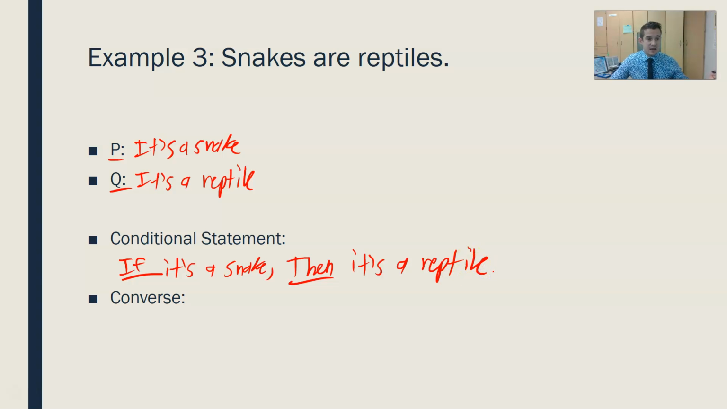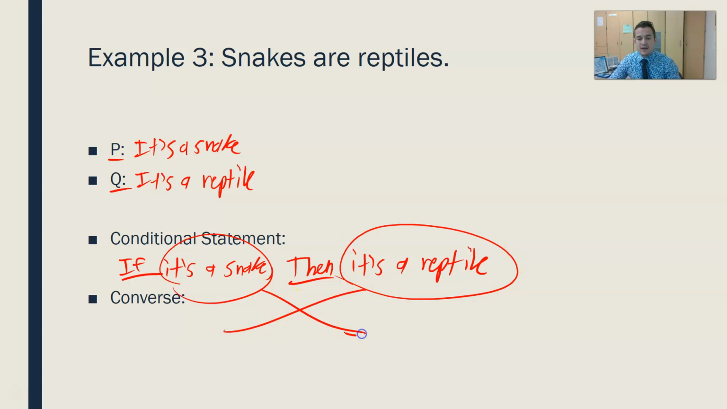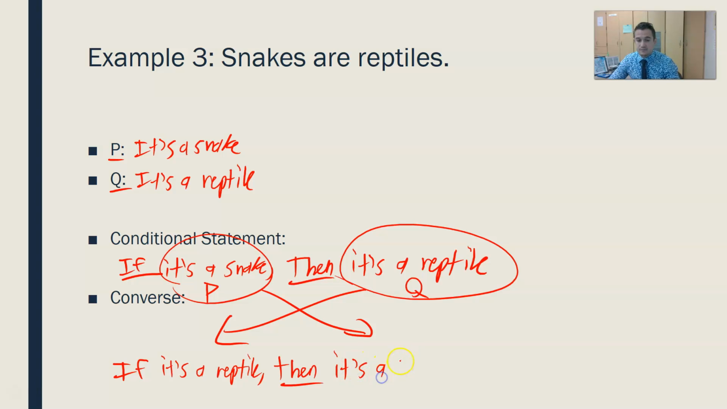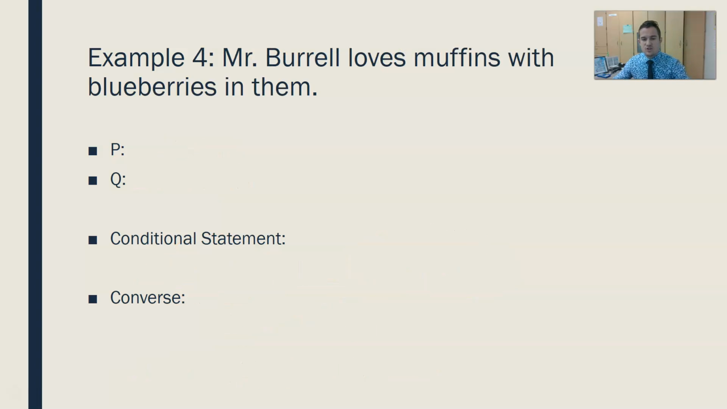All snakes are reptiles. The converse statement would be found by switching the hypothesis and the conclusion, or the P and the Q, and I'd write, if it's a reptile, then it's a snake. Is that true? Not necessarily. Just because it's a reptile doesn't mean it's a snake. Not all reptiles are snakes. Okay, there's other reptiles besides snakes. So those are my conditional and converse statements.